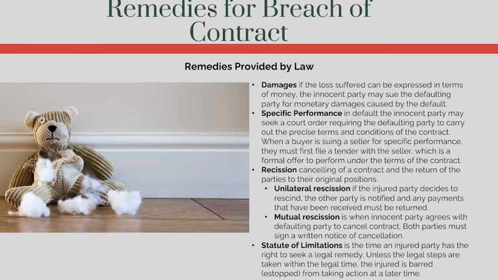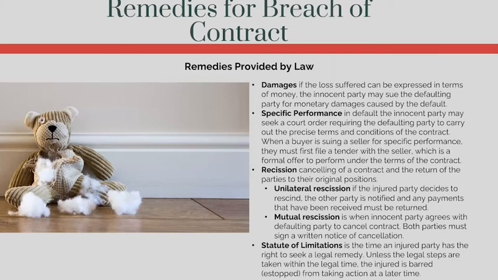When a buyer is suing a seller for specific performance, they must first file a tender with the seller, which is a formal offer to perform under the terms of the contract. Rescission is canceling of a contract and the return of the parties to their original positions.